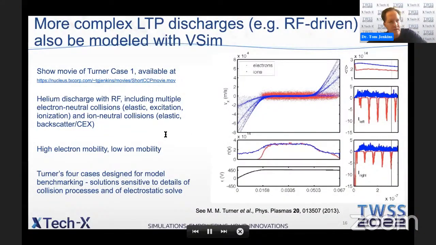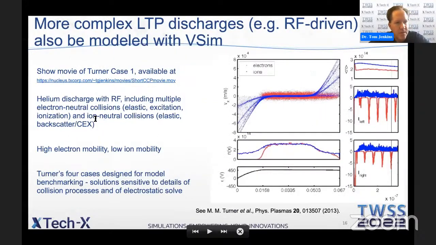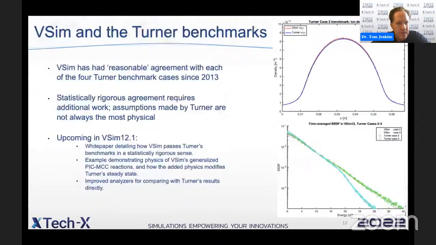So in this discharge, we have multiple flavors of collision, same as we had in the earlier Townsend discharges. And what these discharges are really designed for is model benchmarking. The solutions that you get in steady state are very sensitive to the details of these collision processes and whether you're getting all the little bits of physics right that comprise those processes. So it makes for a very nice test suite. We've employed it for nearly a decade now.